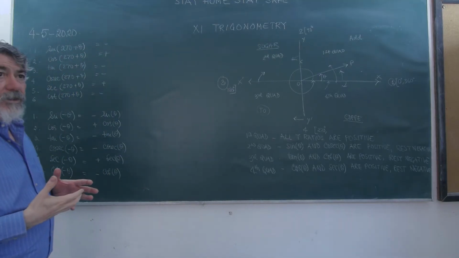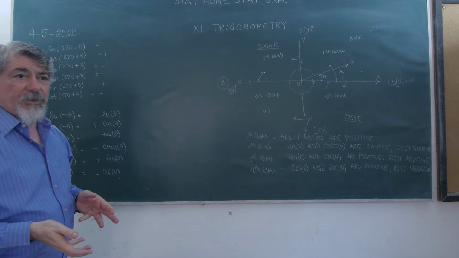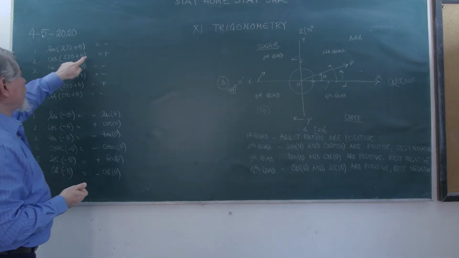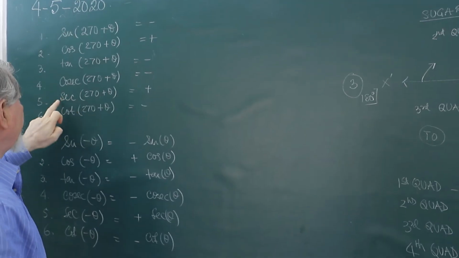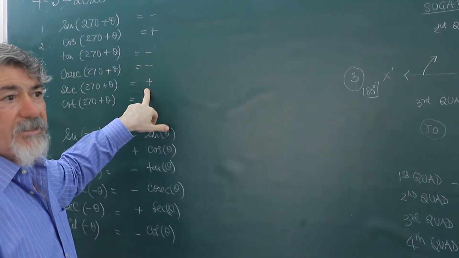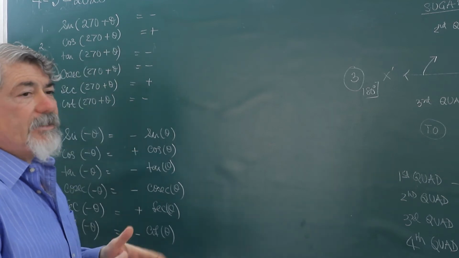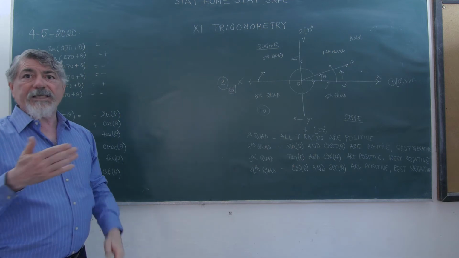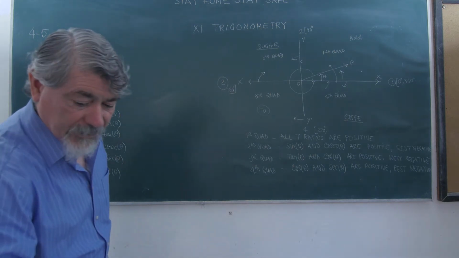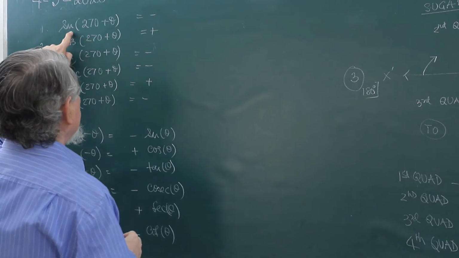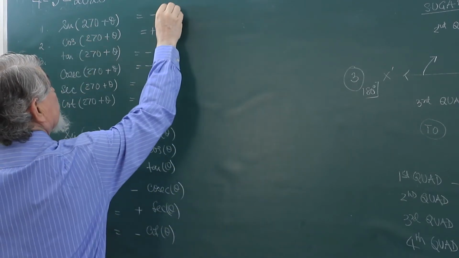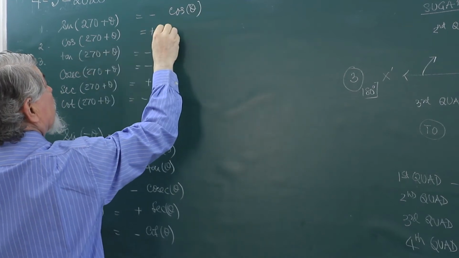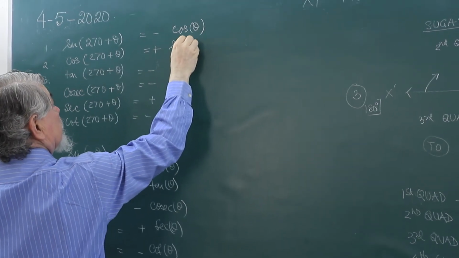In the fourth quadrant, cos and sec are positive, the rest are negative. So in front of cos I have put plus, and in front of sec I have put plus, the rest are negative. And it is 270. 270 is a multiple of 90. So sine will change to cos. So sine 270 plus theta will be minus cos theta. Cos 270 plus theta will be plus sine theta.